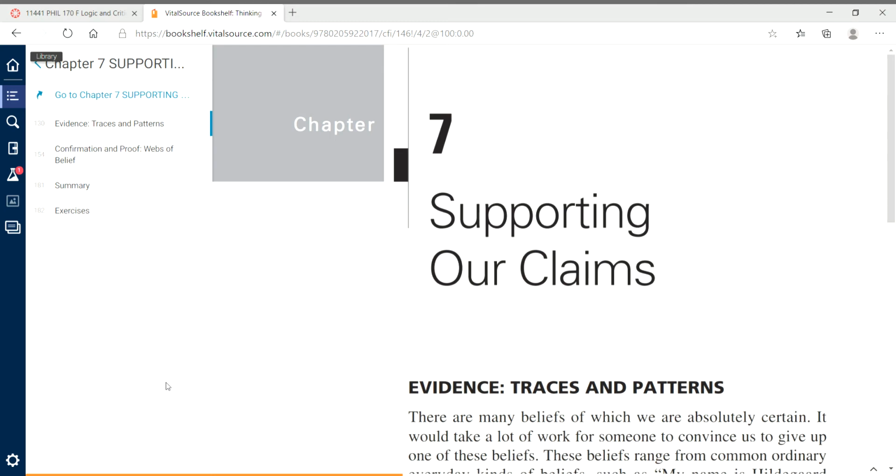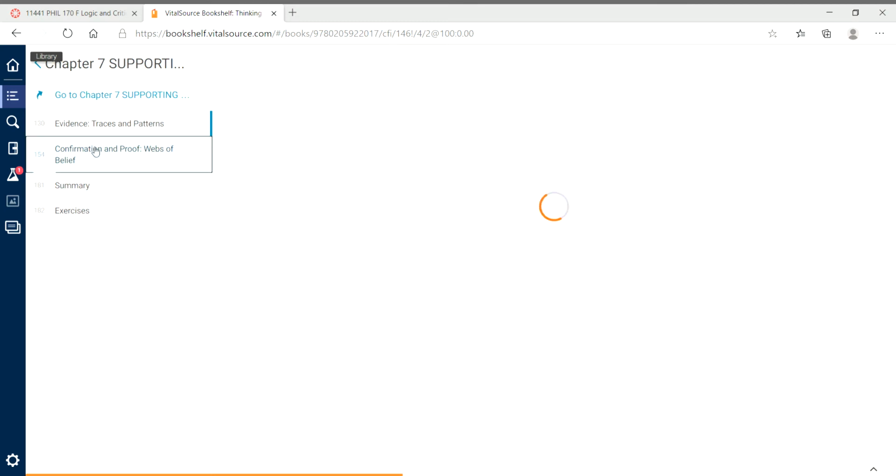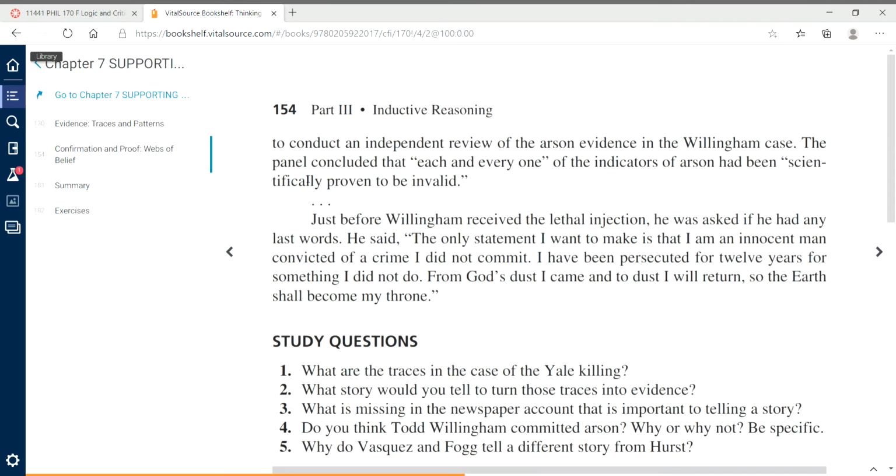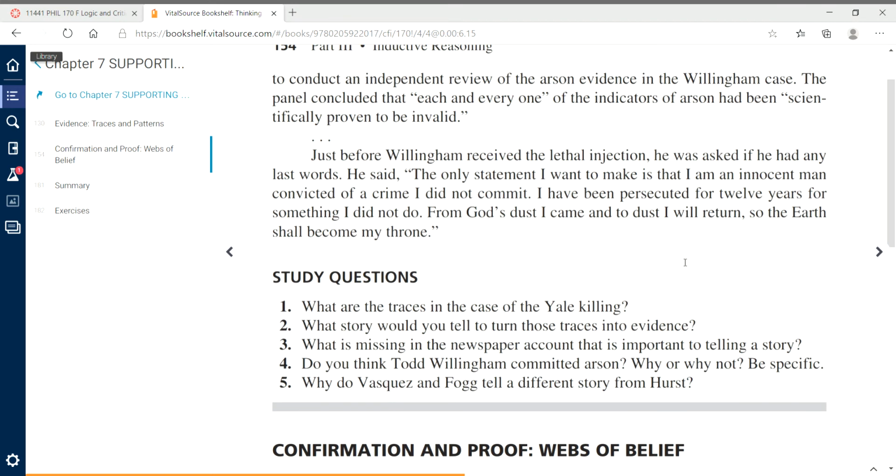Now, for this particular chapter, I would only like you to focus on the second article, which is Trial by Fire. Let me go to the 2 particular questions I want you to focus on. And it would be 4 and 5. So 4, do you think Todd Willingham committed arson? Why or why not? Be specific. So this is the suspect in the second case that the book includes. So just read that article for the 3 articles. Read all the other sections in the book, but when it comes to the articles, just read that article. And then also question 5. So these are the 2 questions you want to do for this time.